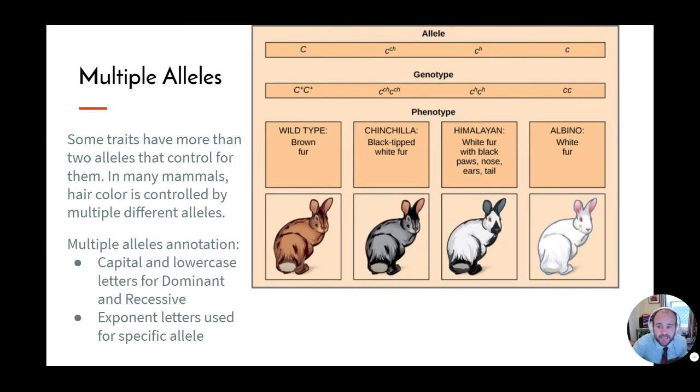What we're going to do is use capital and lowercase letters to still show dominant and recessive, because you'll find that some traits are dominant, and some are recessive to some of those dominant traits. Sometimes there's codominance happening. So we're going to use big letters for dominant or recessive, and then for the specific allele type, we're going to use exponent notation. You can see here there's a big C, the C^H, the H, and then the little c representing that it's recessive. So brown is dominant, and then there are all these different recessive types that have different alleles.